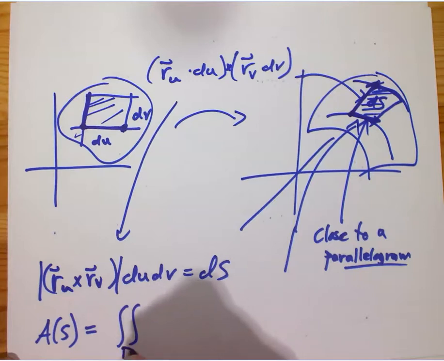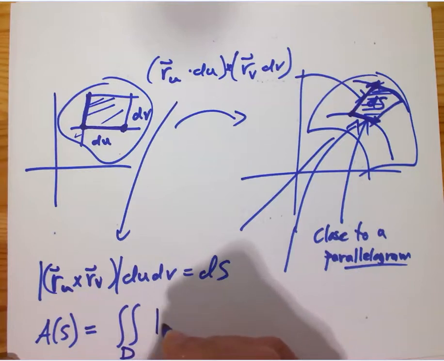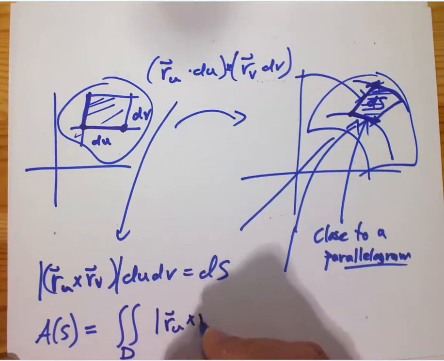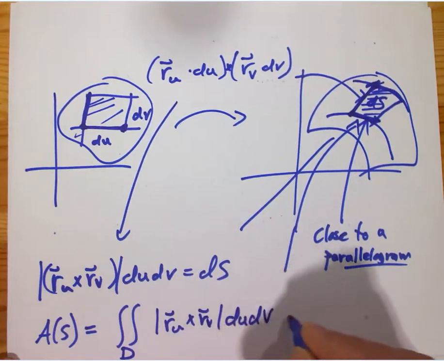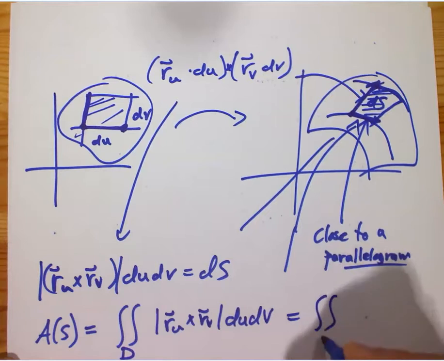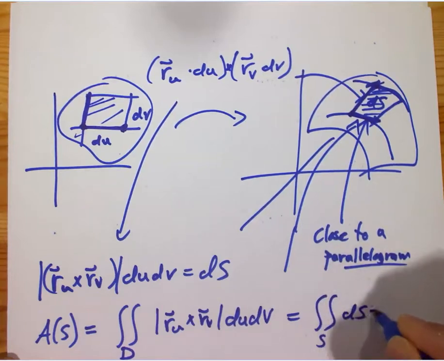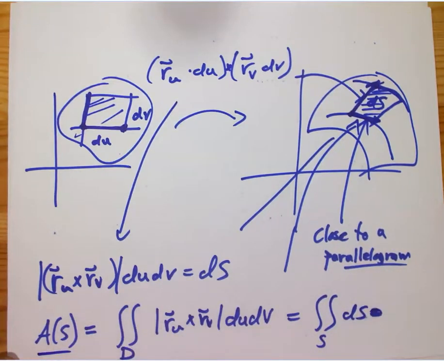So we're going to actually integrate over the parameters, the D, and we're going to integrate exactly this funky Jacobian factor, the magnitude of Ru cross Rv, du dv. And that's going to give us the integral over the surface of all the little bits of surface, and that's the area of the surface. Okay, and then we'll have some examples.